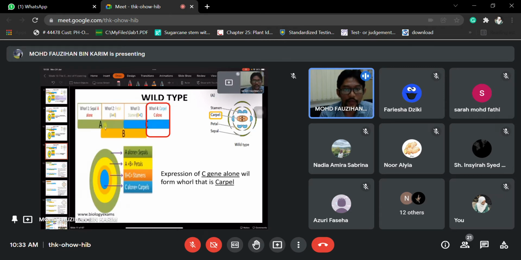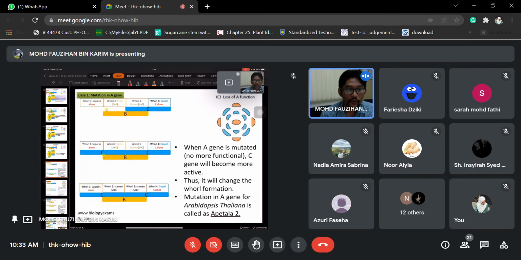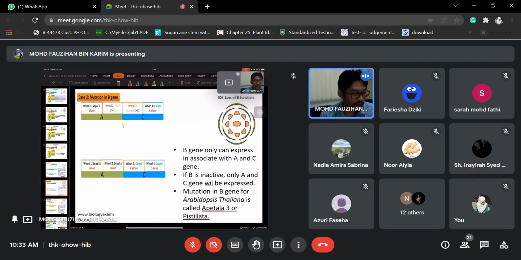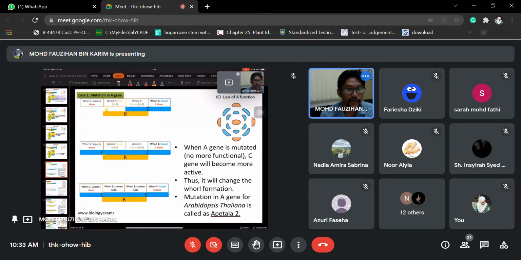Okay, see the stamen is the blue one, carpel is the brown one, the petal is the yellow one, the sepal is the green one. So if you remove the gene A, mutate the gene A, you will get carpel and then stamen only. Alright, B and C, and then C.